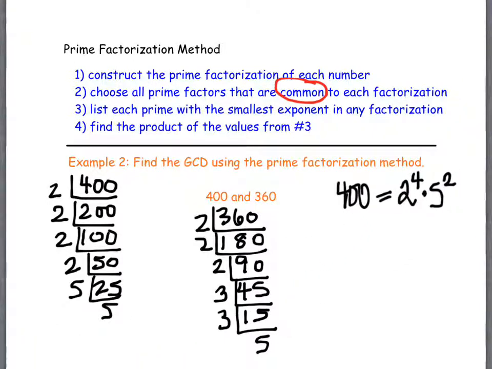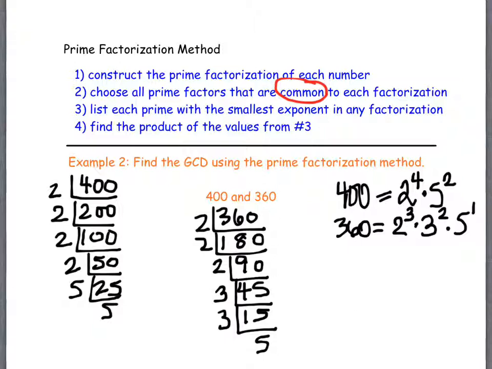So there was 400. Let's do 360. So 360 is 2 to the third times 3 to the second times 5 to the first. If we want, we could write 1 or write nothing there. We could write nothing beside it.